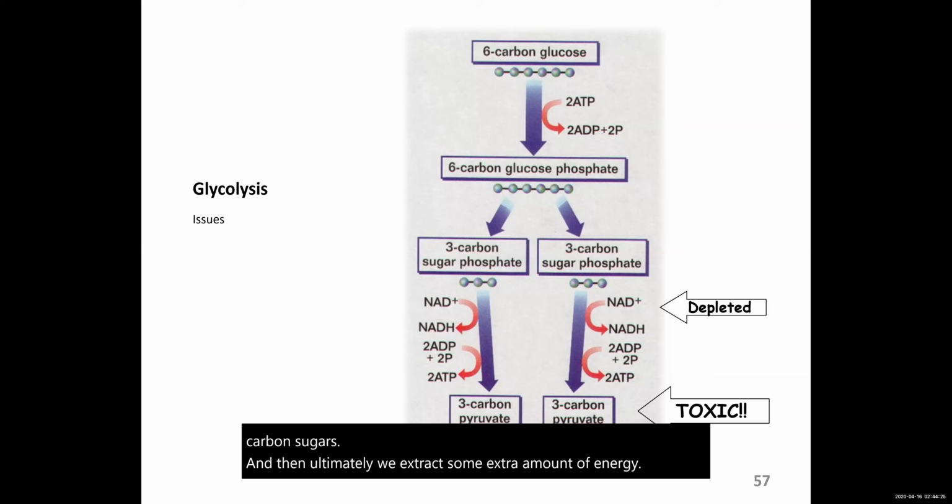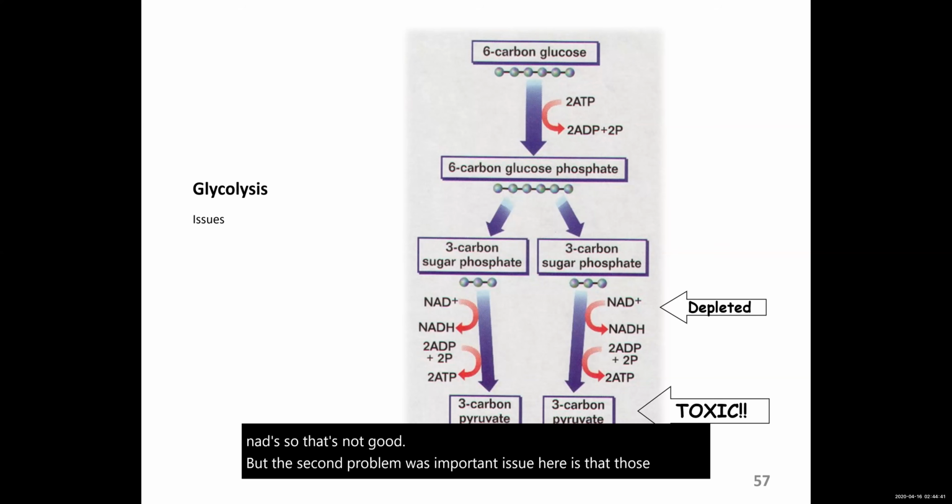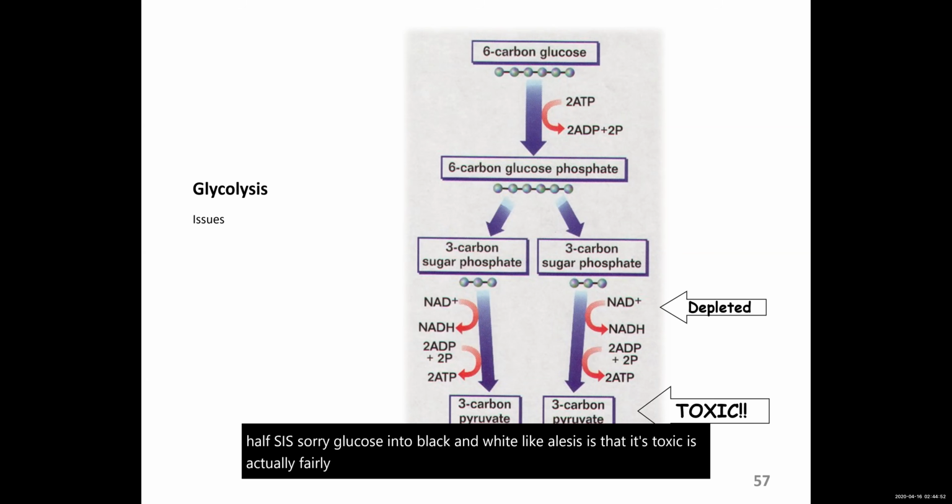Now, this process, as basic as it gets, has 2 major challenges. The first one is that we are using up some of our energy carriers, those NADs. So that's not good. But the second, probably the most important issue here, is that those pyruvates, those pyruvic acids that we just formed after splitting off glucose by glycolysis, are toxic. It's actually fairly toxic. So we need to find a way to get rid of it.